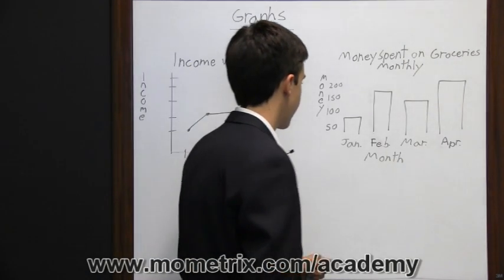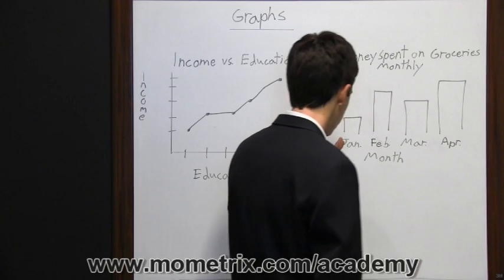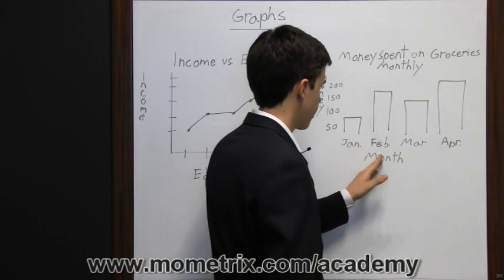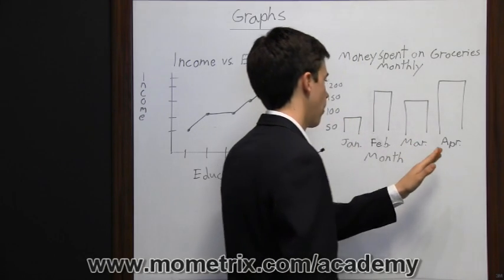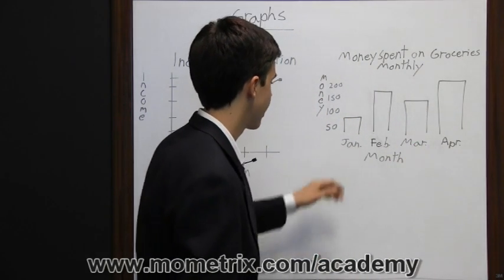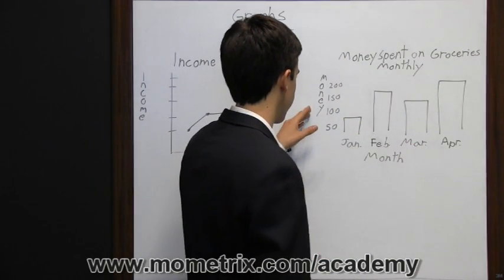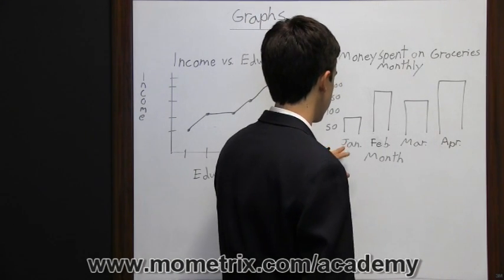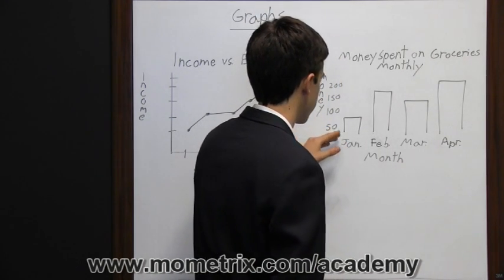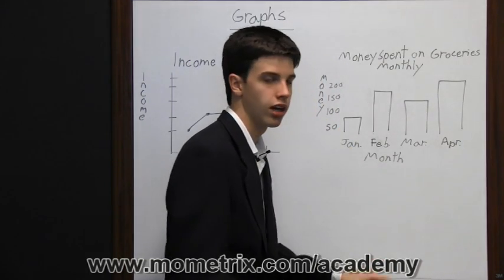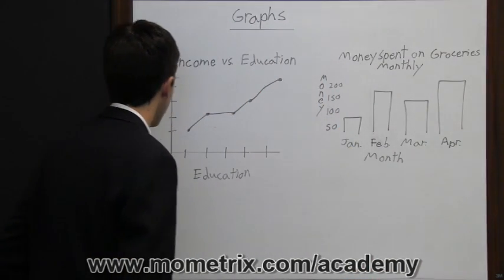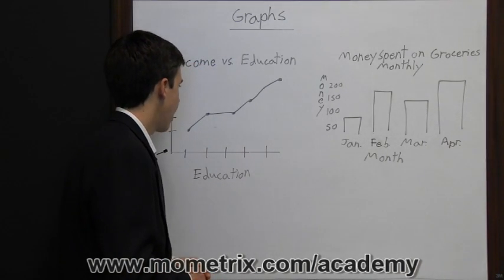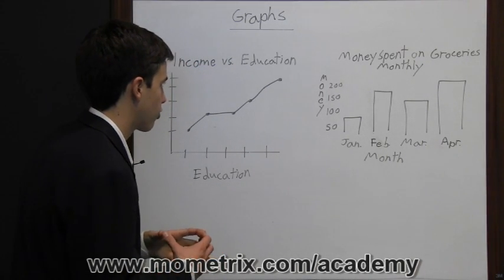So the same case is that over here. The constructor of this graph set out January, February, March, and April to be plotted along the x-axis. So this is the independent variable, and the dependent variable is the money spent each month. The person who made this graph doesn't get to decide how much money was spent each month because they're just reporting what was already spent. So basically the difference between these two graphs is just how the information is presented within the graph.